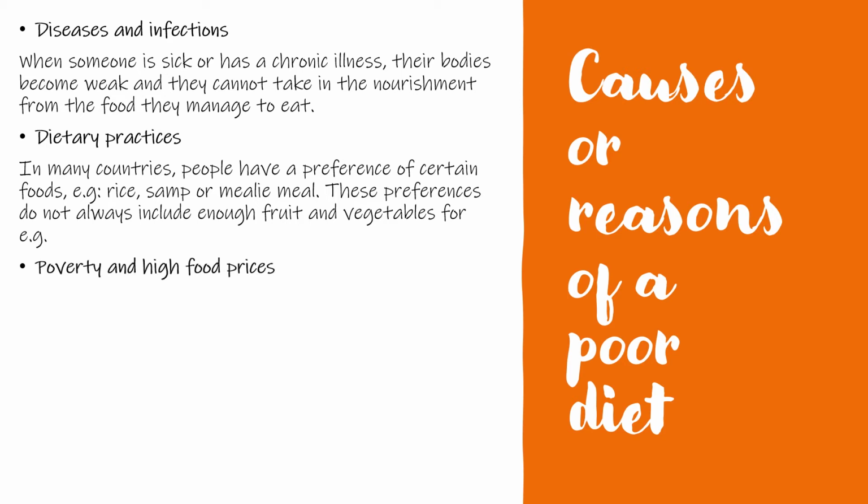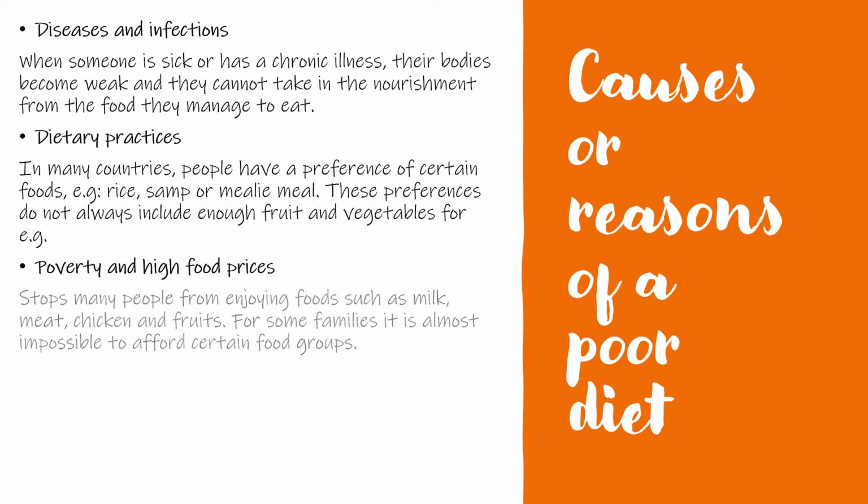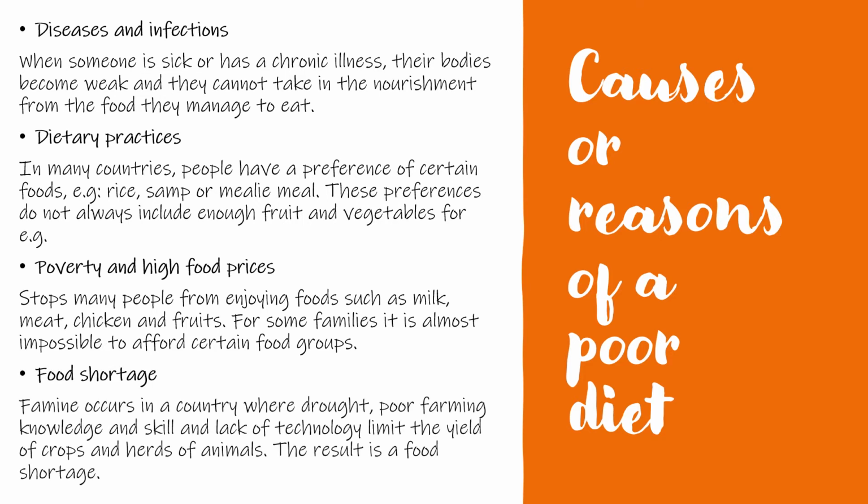The next one is poverty and high food prices. Poverty and high food prices stop many people from enjoying foods such as milk, meat, poultry, which is chicken, and fruit and vegetables. This has made it almost impossible for poor families to afford certain food groups. Some families can only afford one type of food group. And then lastly, food shortage.